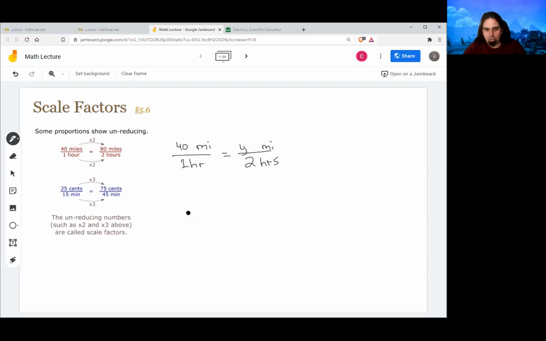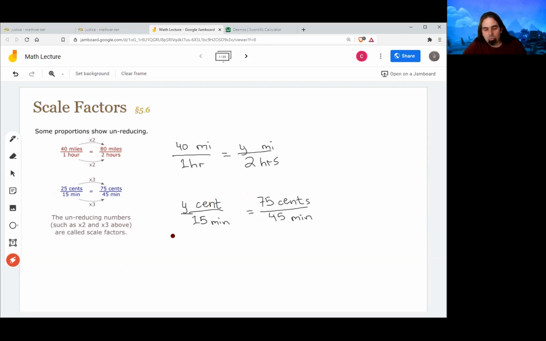Similarly, on the bottom, if the problem was how many cents for 15 minutes of parking meter is the same as 75 cents for 45 minutes of parking meter, then you could have looked at it this way and said, oh, we're doing a divided by 3. We're reducing that fraction. So we need to do a divide by 3 here and get 25 cents.